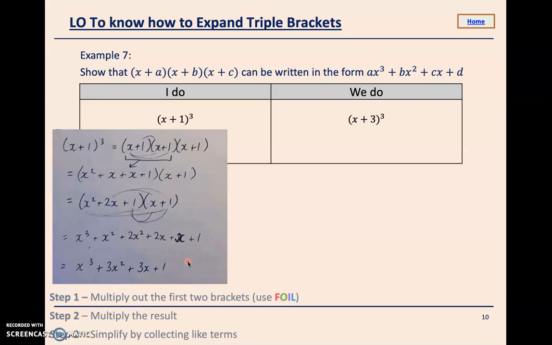So we should be getting the hang of this now. If you can pause the video for me and give the we do a go. Good luck. And here we are. Here is the answer. Does anyone notice anything interesting about the coefficients here, the numbers before each term? If you notice, we are figuring out the cube of x plus 3. What do you notice about these numbers? The coefficients are actually cube numbers. You may come onto that later in your school life.